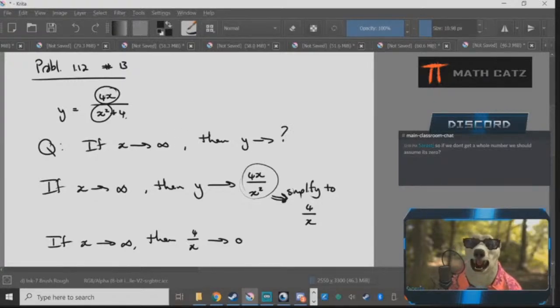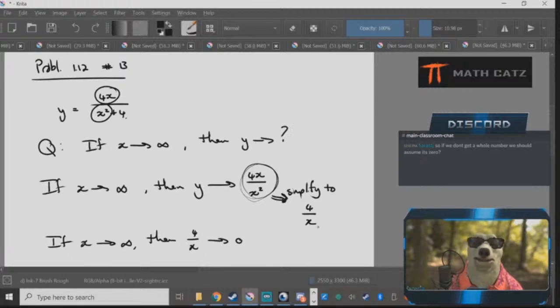I am looking at this as a rational function, which tells me long term it's behaving like the ratio of the leading terms, which I have circled here. I then see, can I simplify this a little bit to make it easier for myself? Yes, it simplifies to 4 over x.